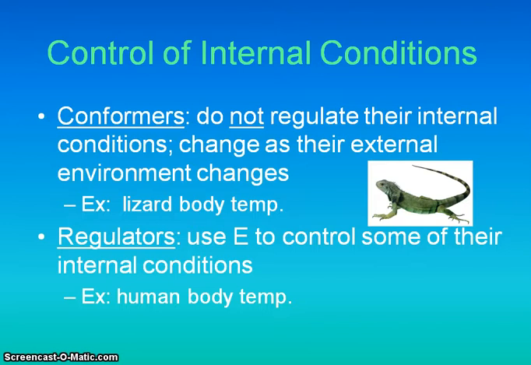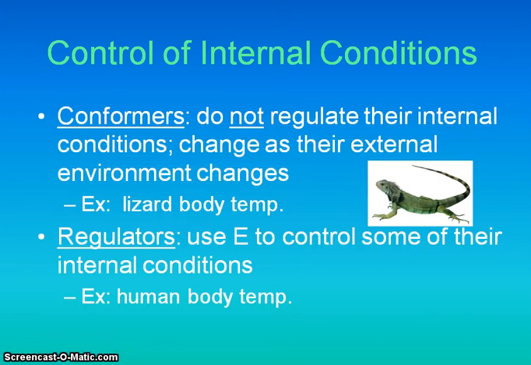With a regulator, they are organisms that are going to use energy to control some of their internal conditions or maintain their homeostasis. So that would be like human body temperature. We're going to shiver when we get cold to try to speed up our metabolism and warm up, and we're going to sweat when we get too hot, so that when the sweat evaporates off our skin, it'll help to cool us down. But we're putting forth energy to control those conditions and try to maintain that stable internal body temperature.